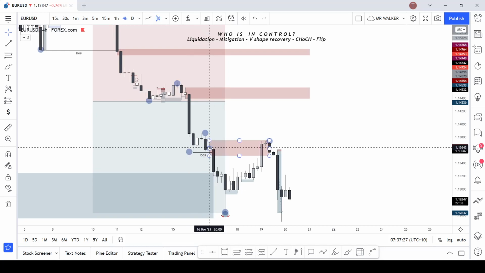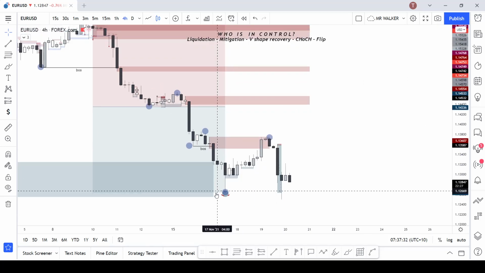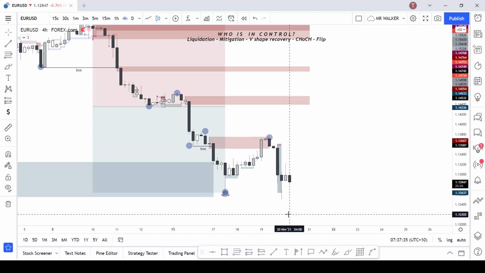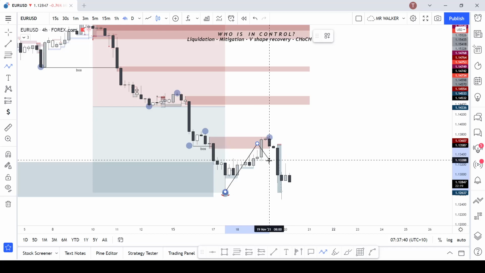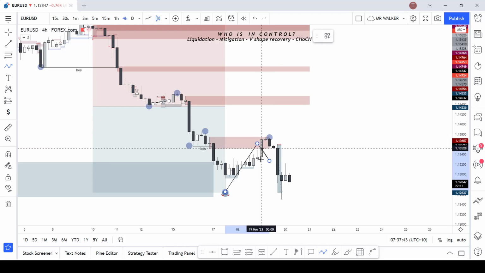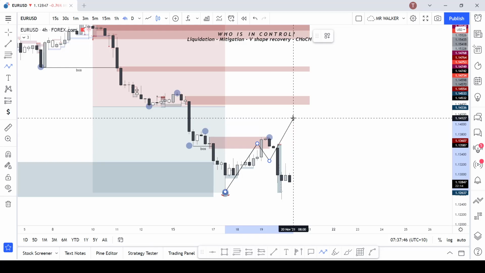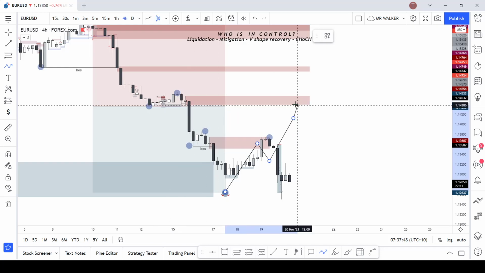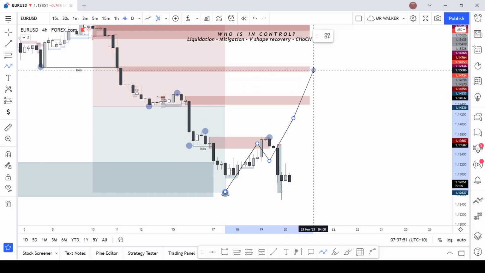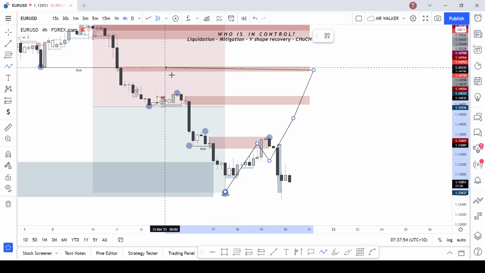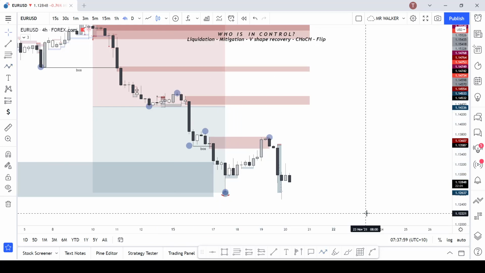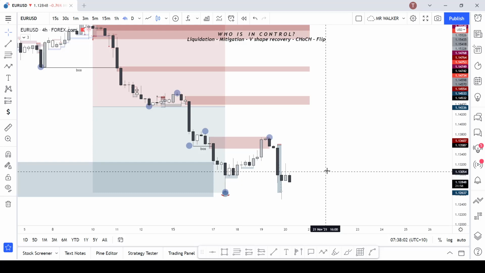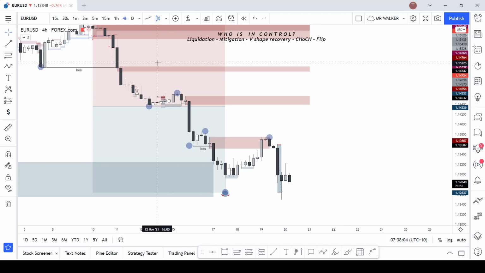So we have our range initiation now, and then we anticipate, as I have said, mitigation and then a further continuation. Or we may see something like this, a little reaction, and then the price can go higher to fill this imbalance, to mitigate this supply, or even higher, to get into the premium zone and then go lower. But yeah, we don't marry our bias, we just simply react to what the price is showing us.